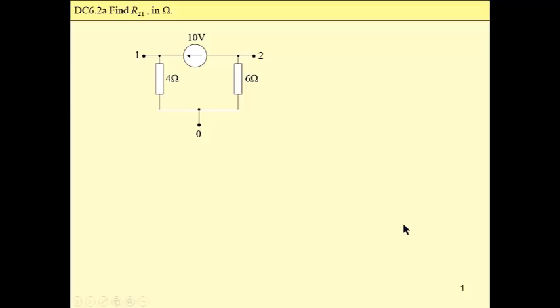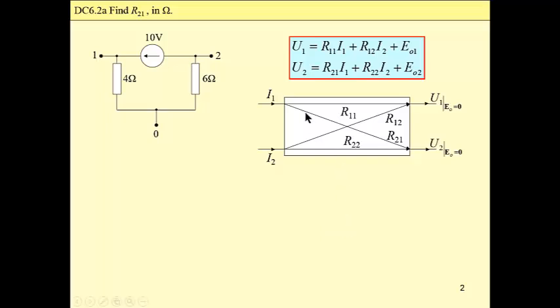Calculation of a resistance matrix, then a conductance matrix for the given circuit, a 3-terminal circuit in our case. So let me start from a calculation of R21, a component of a resistance matrix describing this circuit. Let me recall a relationship that relates voltages, outputs, and currents, inputs.